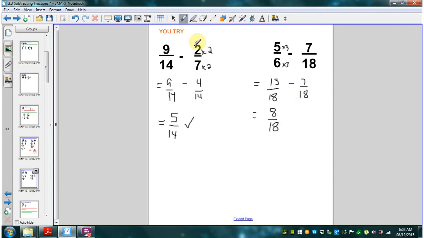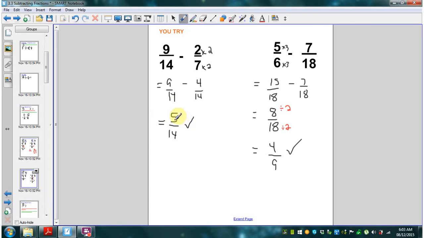Okay, we can divide both the top and bottom by 2. That's our common factor. 8 divided by 2 is 4. And 18 divided by 2 on the bottom is 9. So that's our simplified final answer.